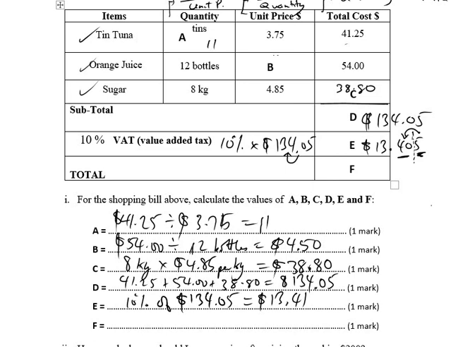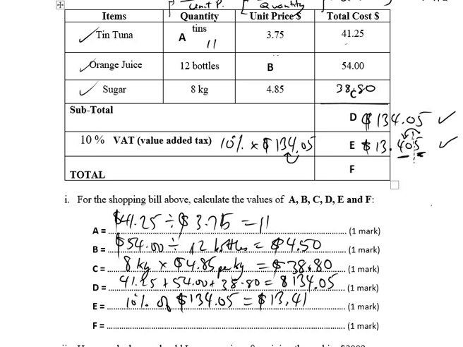Okay, so you're familiar with that already. And the total now, the total will be the subtotal, of course. That will be the actual cost of the items plus the value added tax you're paying. Those are the two things you're paying for. All the items combined, which is 134.05, and the value added tax, the tax that you have to pay the government for these items, $13.41.